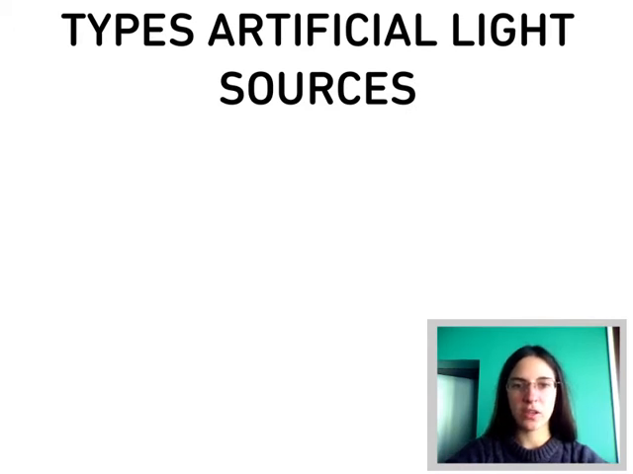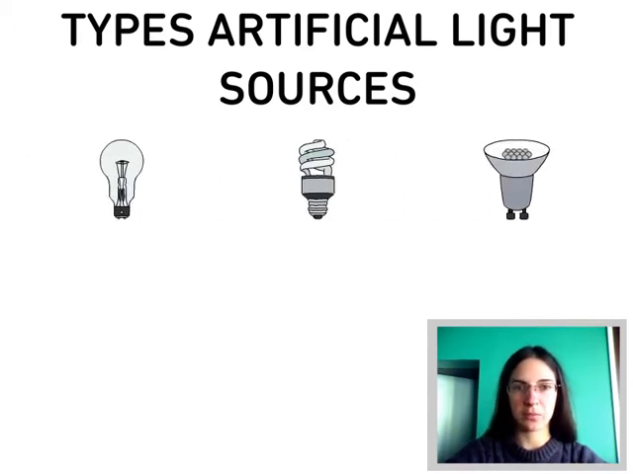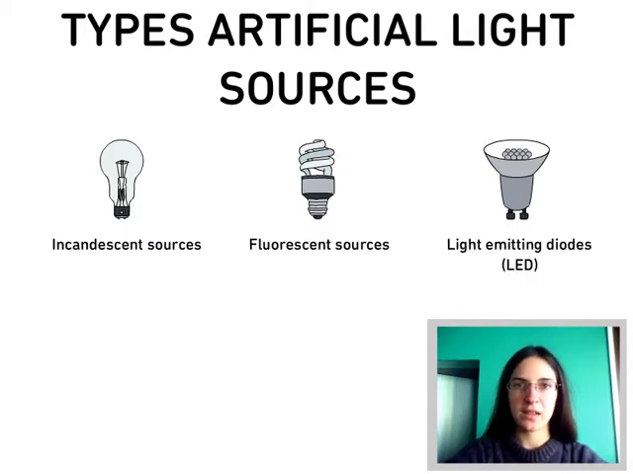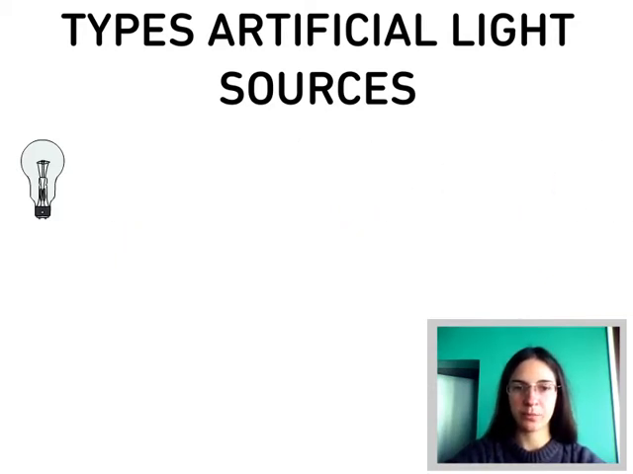Artificial light sources can be broadly subdivided into three types. Incandescent sources. Energy is produced by a heated filament. Fluorescent sources. Energy is produced by the ionization of a gas. Light-emitting diodes, LED. Energy is produced by the conduction of electricity through a diode exciting the electrons in it. Let's study each type of light source and their pros and cons.